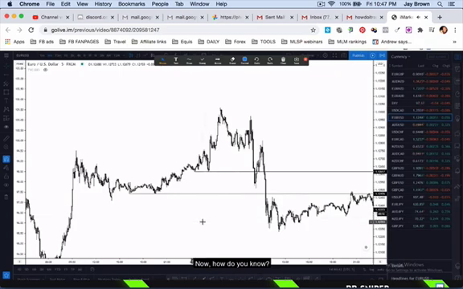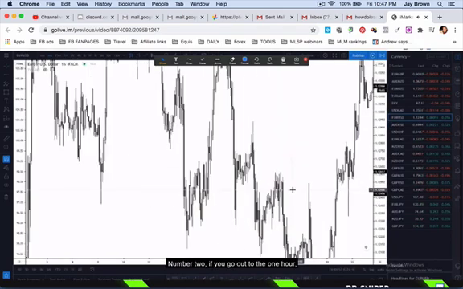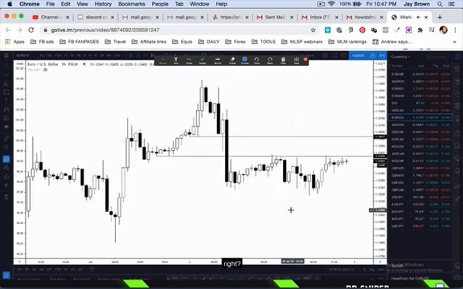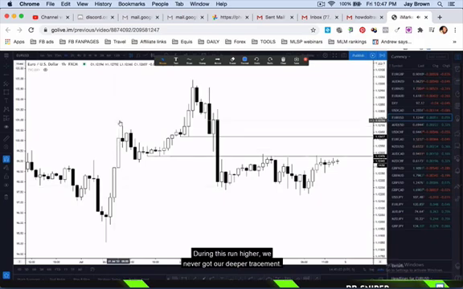Now, how do you know? Right? John, how do you know what's going down to those equal lows? Number one is experience. I've seen this setup happen, if not hundreds of times, thousands of times. Number two, if you go out to the 1 hour, right? During this run higher, we never got our deep retracement. So during this run higher, what do you think this is right here?